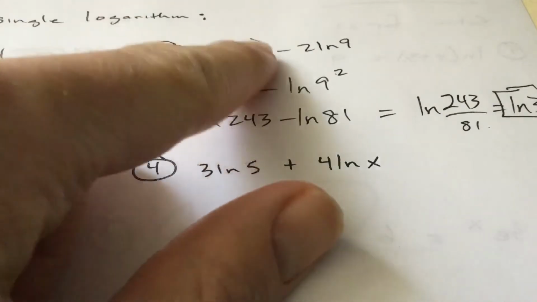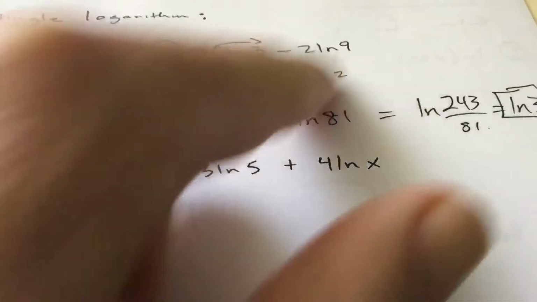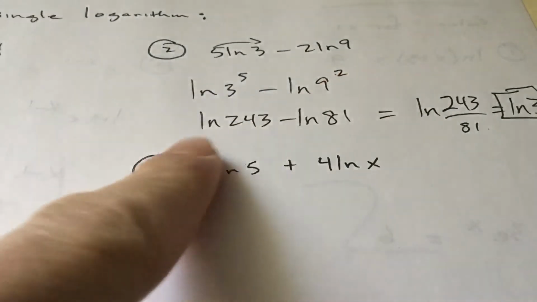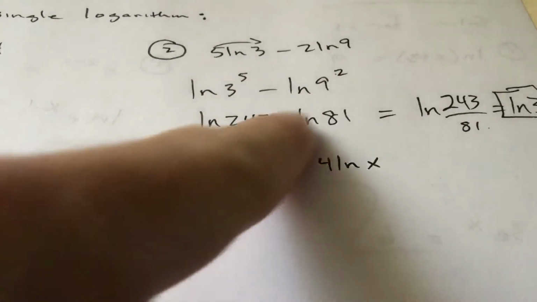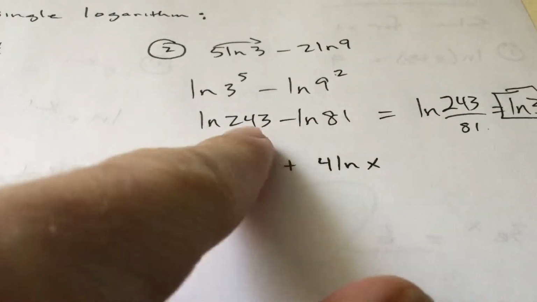As we talked about before, 5 is written as an exponent, so that is natural log of 3 to the 5th. 2 is written as an exponent, natural log of 9 squared. 3 to the 5th is 243. 9 squared is 81. 243, 81. Subtraction means division in the log world. That's natural log of 3.